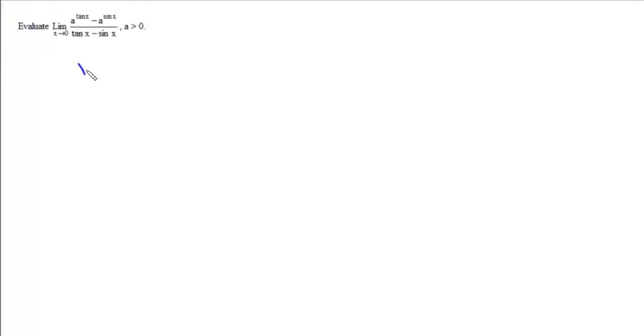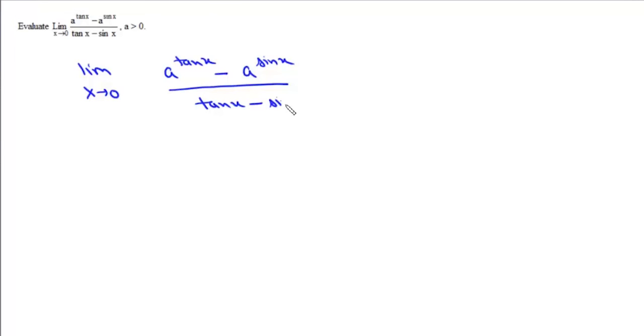Now here the question is, limit x tends to 0, a to the power 10x minus a to the power sin x upon 10x minus sin x, when a is greater than 0.